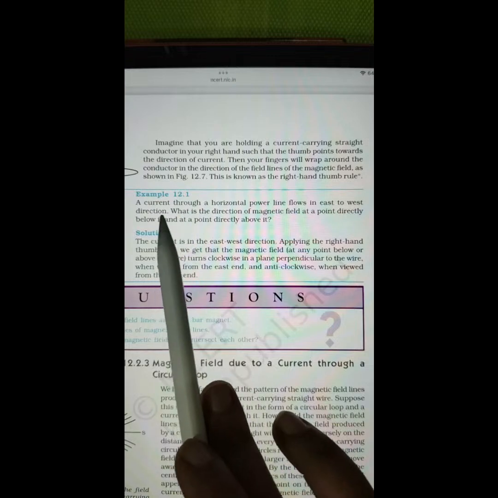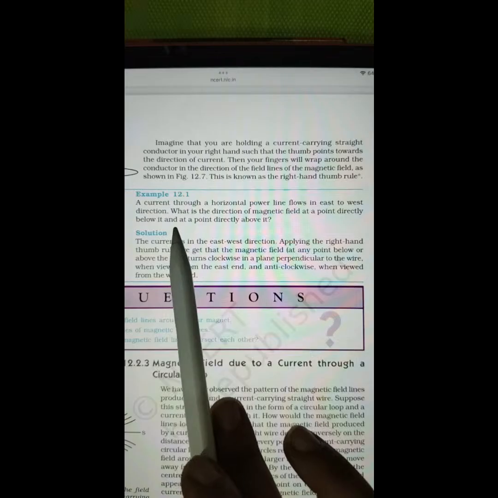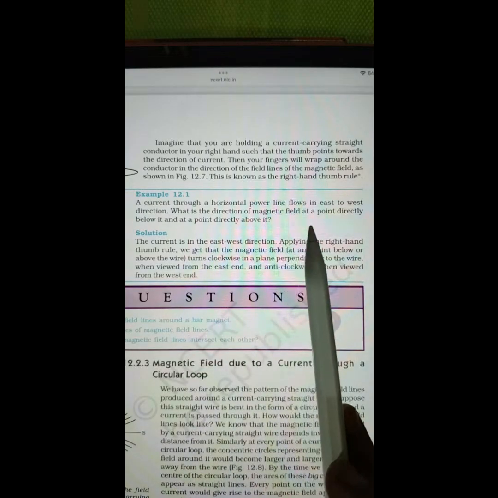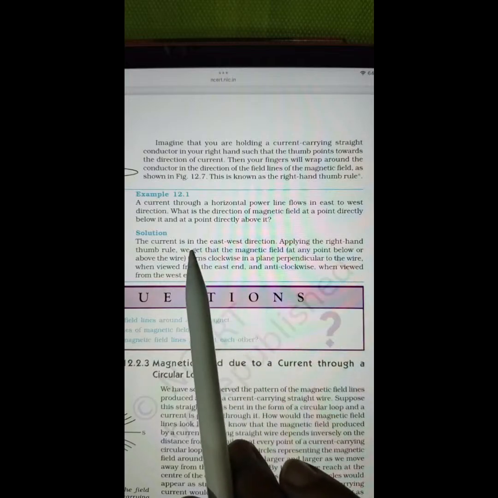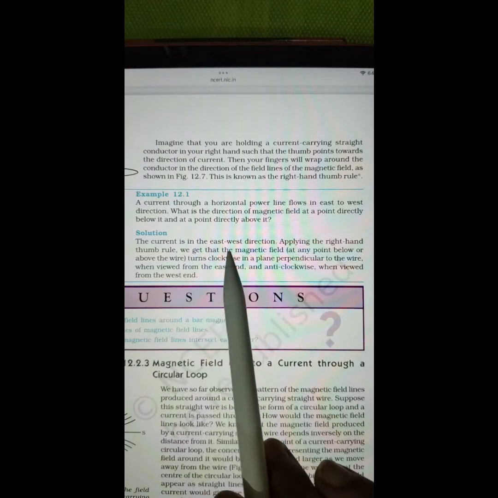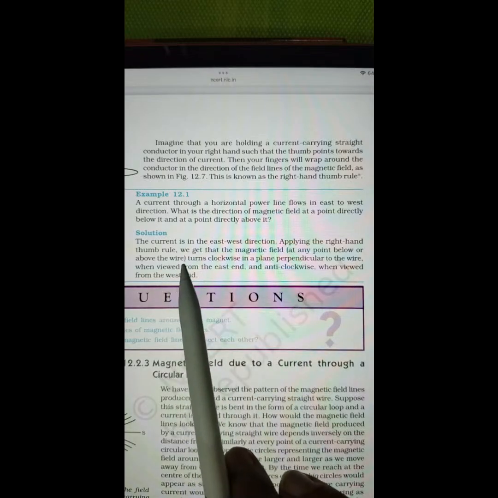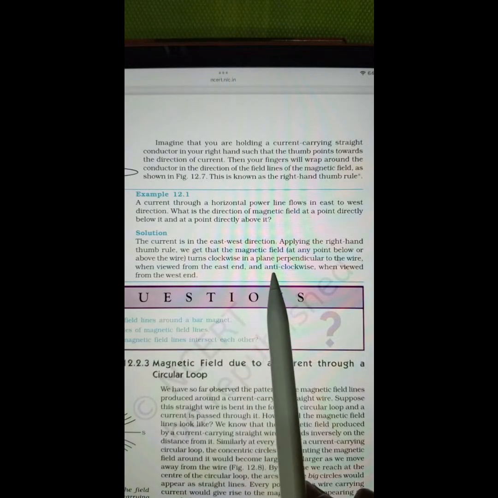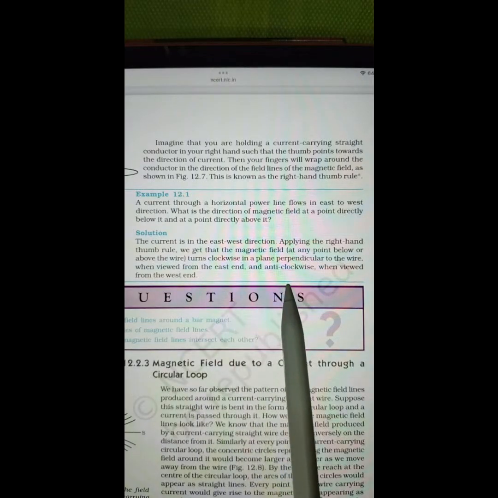Example 12.1. A current through a horizontal power line flows in east to west direction. What is the direction of magnetic field at a point directly below it and a point directly above it? Solution. The current is in the east-west direction. Applying the right-hand thumb rule, we get that the magnetic field at any point below or above the wire turns clockwise in a plane perpendicular to the wire when viewed from the east end and anti-clockwise when viewed from the west end.